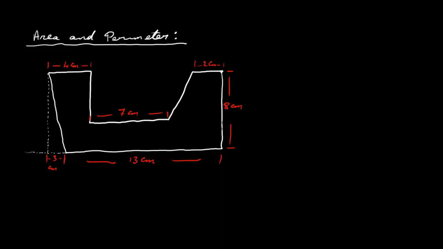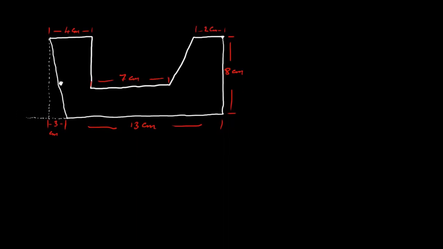Now, the area of this shape here can be worked out a couple of different ways, and I'm going to do it both ways. The first thing I'm going to do is work out the area of this rectangle here. So I'm going to just join this up here, and you can see you've got this big rectangle here. And I'm going to subtract this area here and this triangle here as well.